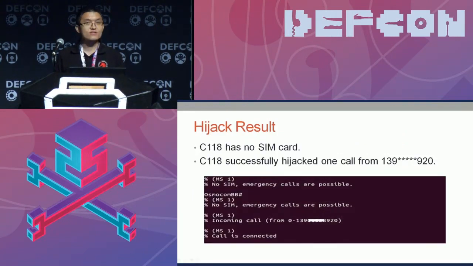Here is the success example. You can see the C118 has no SIM card, but after a fake paging response, we successfully received a call from the number 139, blah, blah, blah.